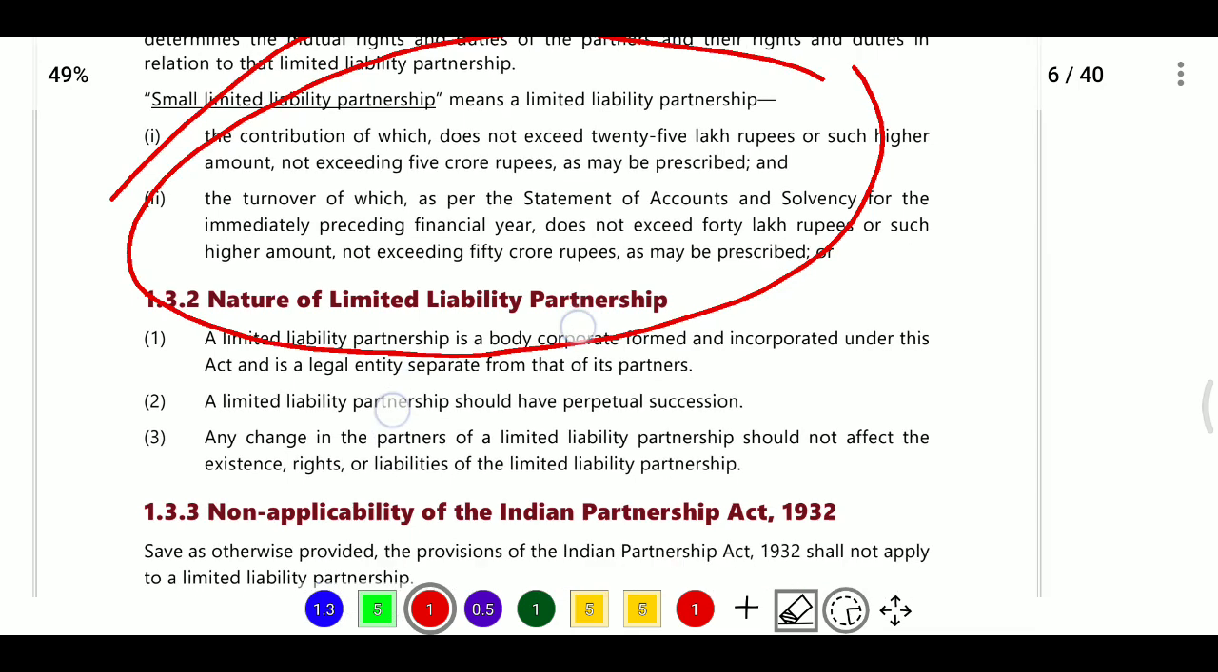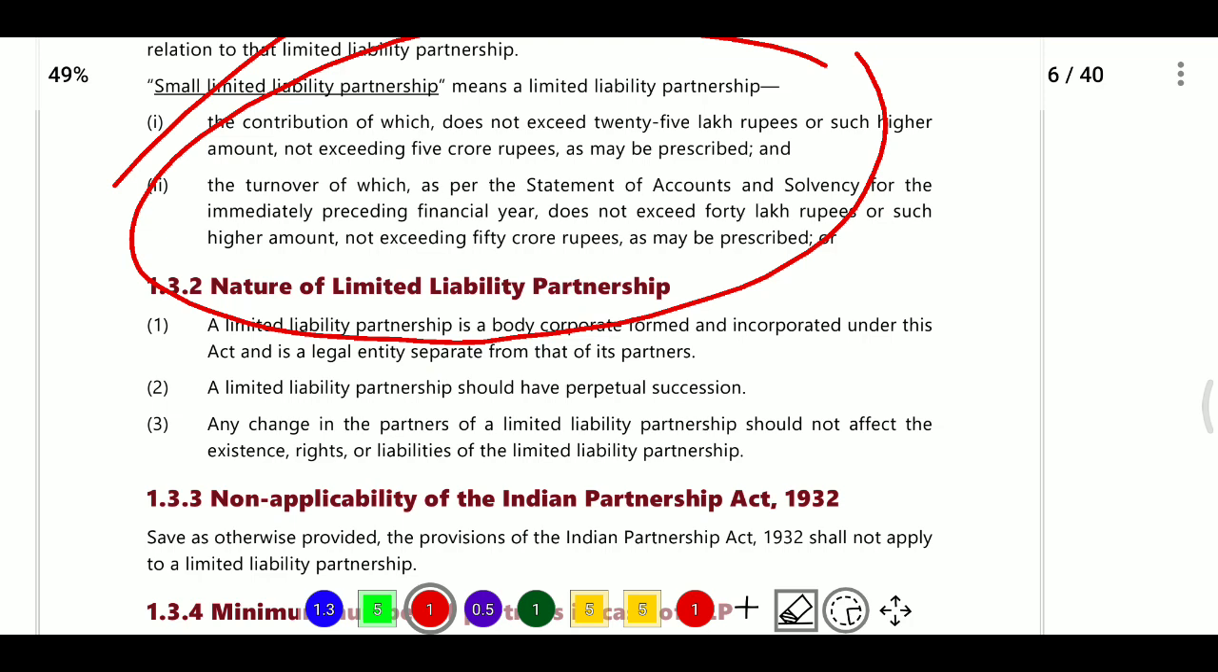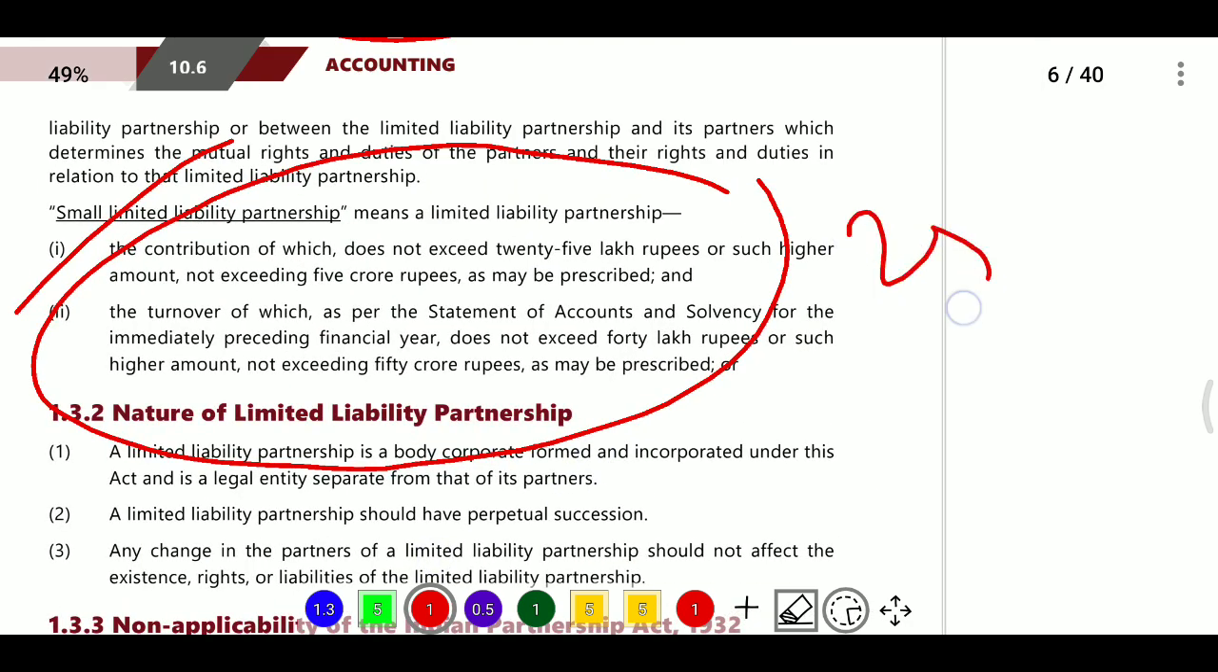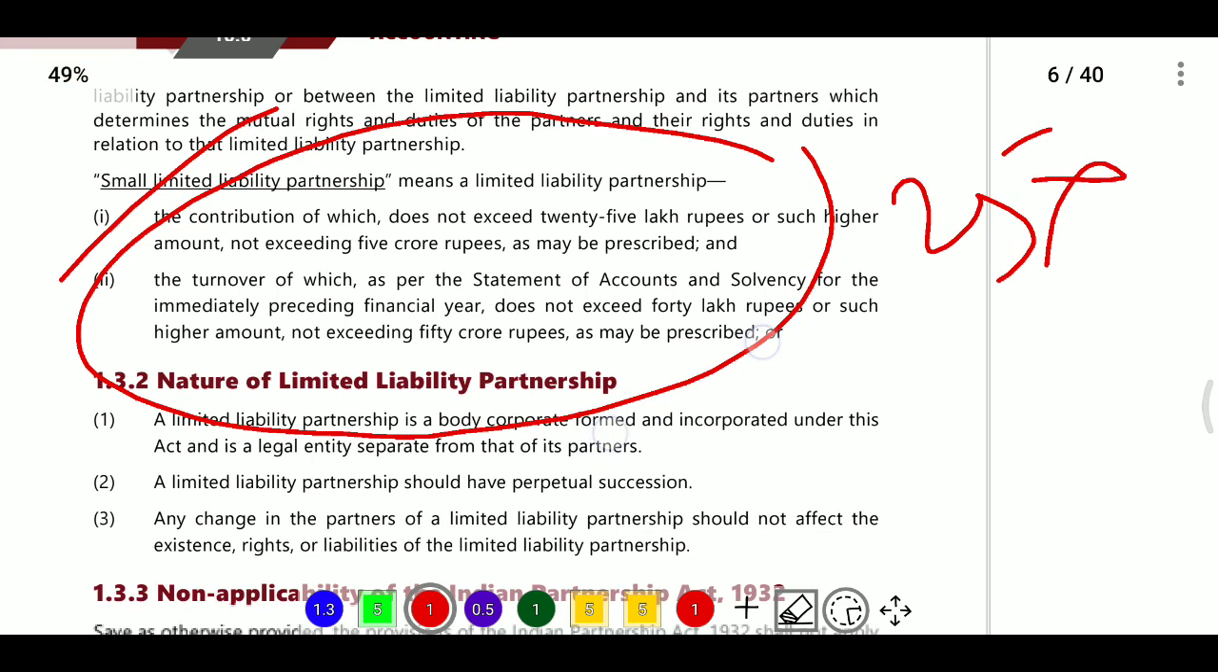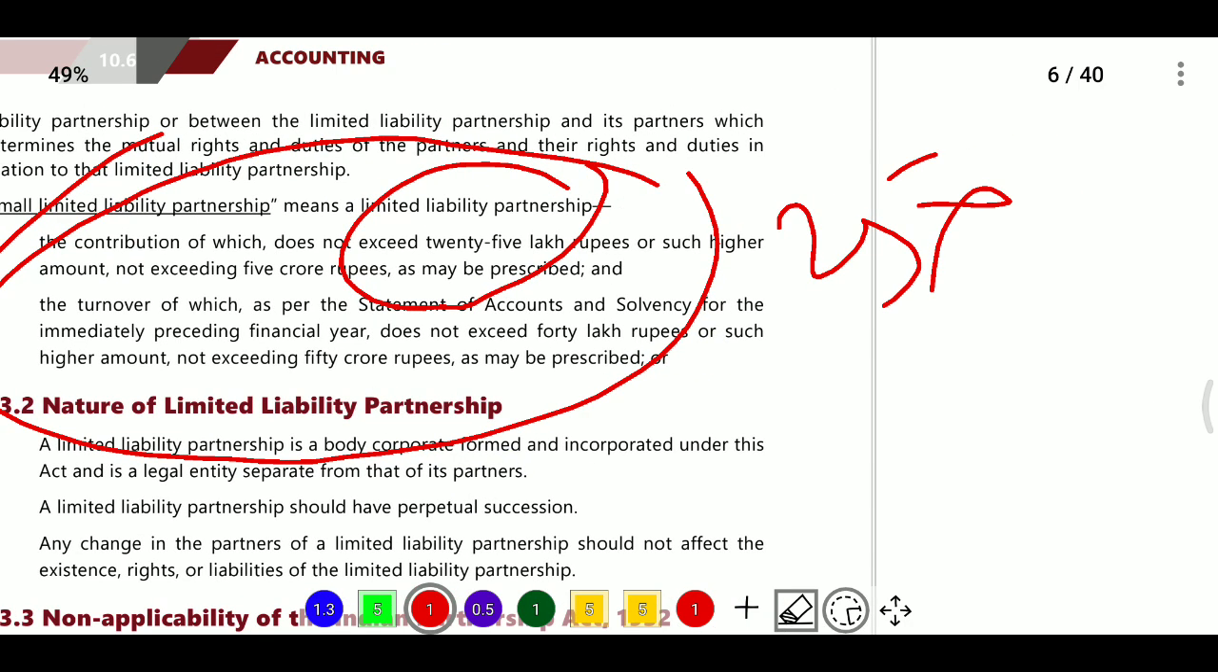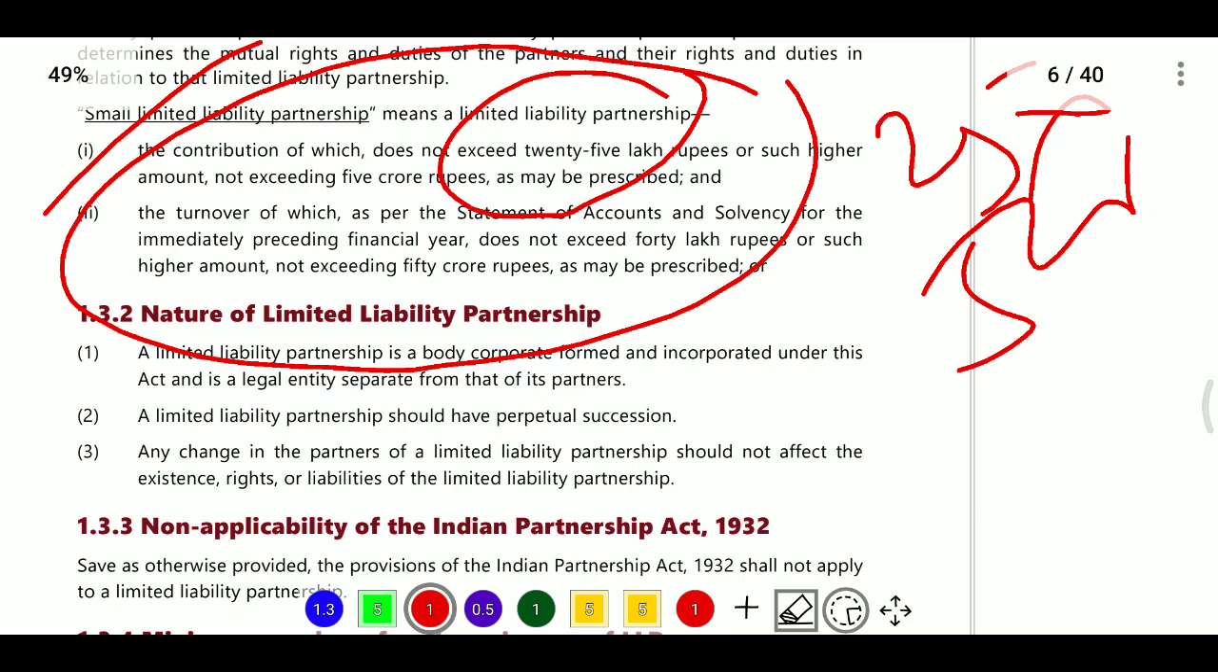And what is the size threshold criteria? Capital contribution: the total contribution of partners should not exceed a certain limit. For India it is 25 lakhs. Or turnover: the annual turnover should not exceed the specified limit, which is 40 lakhs. But if they want to increase these amounts, the contribution may go up to 5 crores, and the turnover may go up to 50 crores.